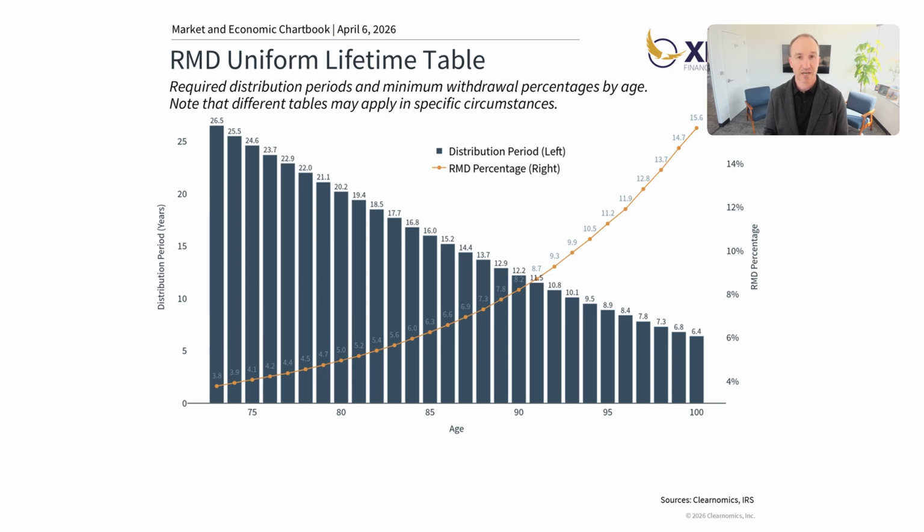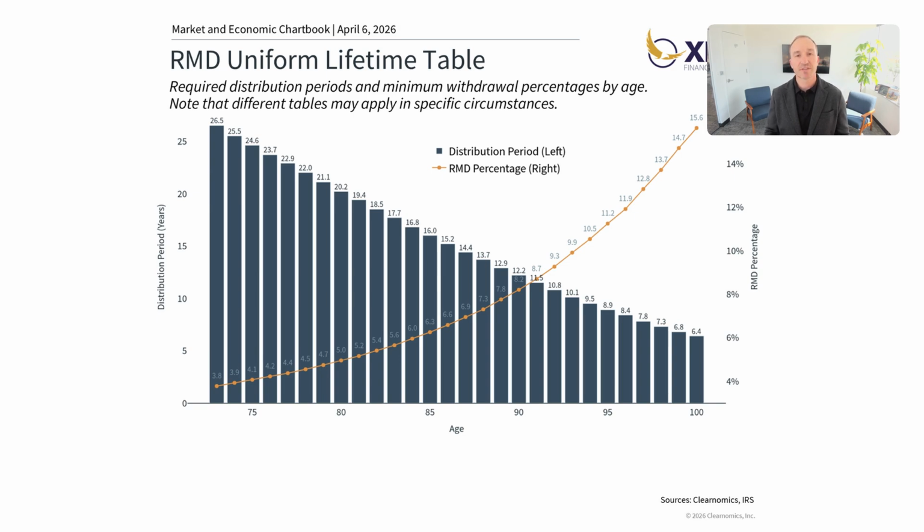Now, the amount that you have to take is based on a calculation. That's the table that we see in front of us now. And it starts at a smaller amount and then increases on a percent basis over time. So what we see on the left-hand side is the denominator in this equation. The numerator is your account value on December 31st of the previous year end. So your required minimum distribution for 2026 is calculated by taking your account value at year end 25 and then dividing it by the number that corresponds with your age.